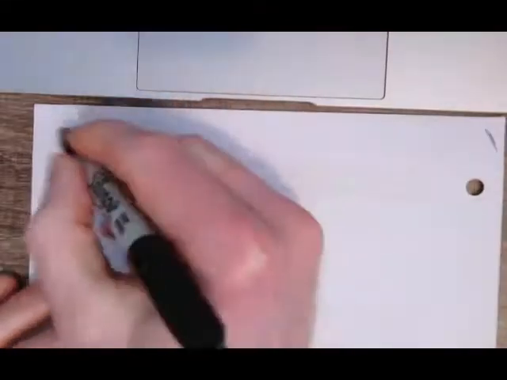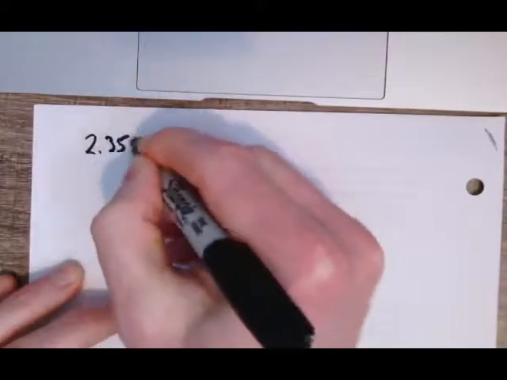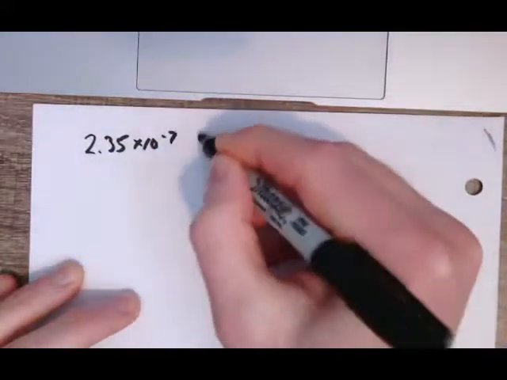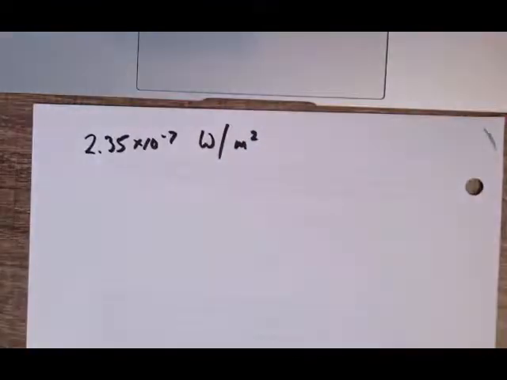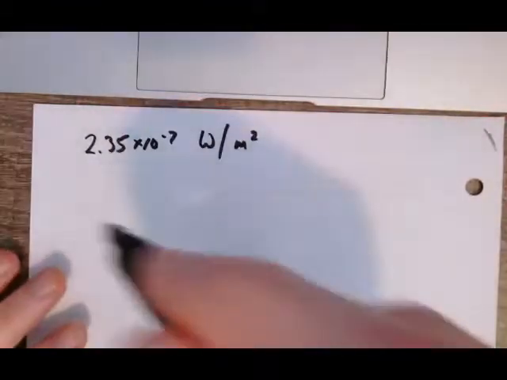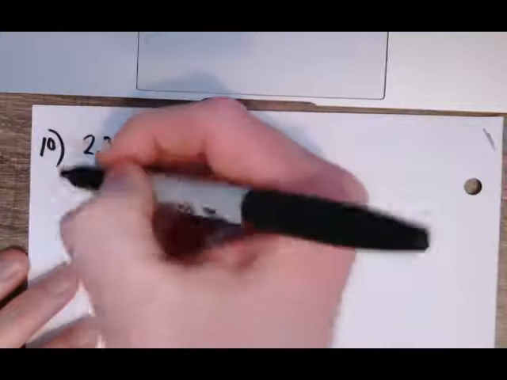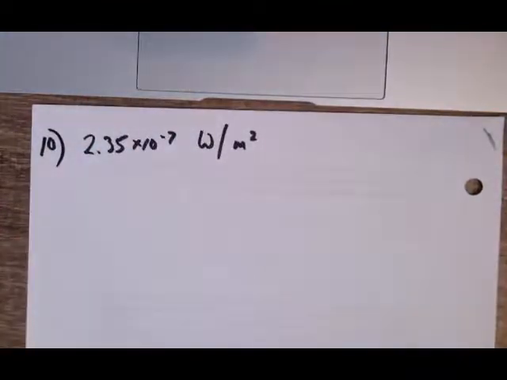A burglar. Well, is it the Hamburglar? A burglar coughs with an intensity of 2.35 times 10 to the negative 7 watts per square meter. I don't know if you can hear my cat freaking out, meowing and scratching back there. I'm really curious what it is.